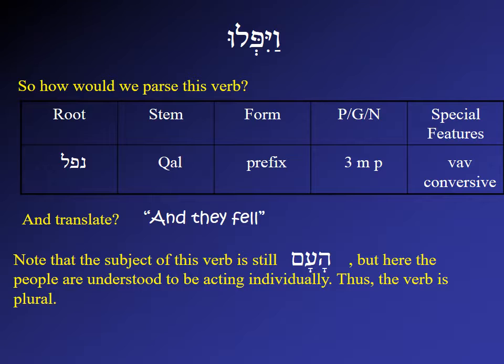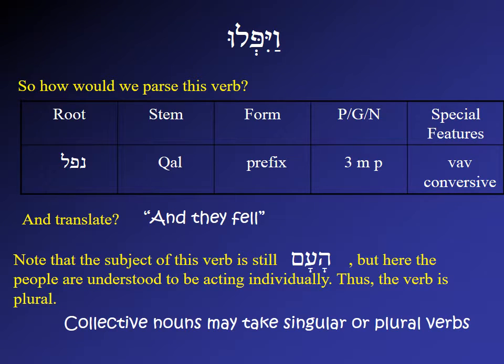Now note that the subject of the verb is still ha'am, but now the people are understood to be acting individually. So now they're taking a plural verb. Basic rule is collective noun like people may take either singular or plural verbs, and it is not always entirely predictable which one they will take. So just don't let that confuse you.